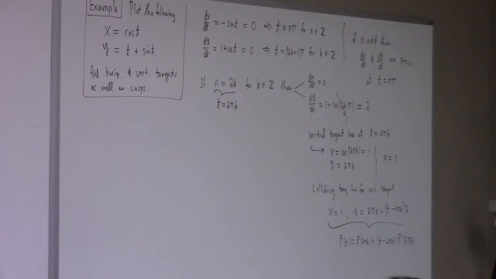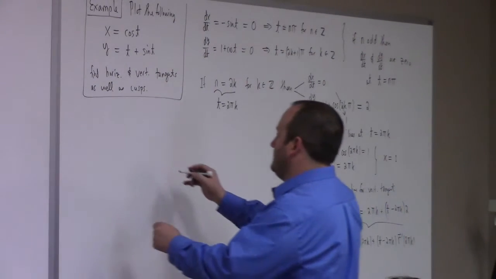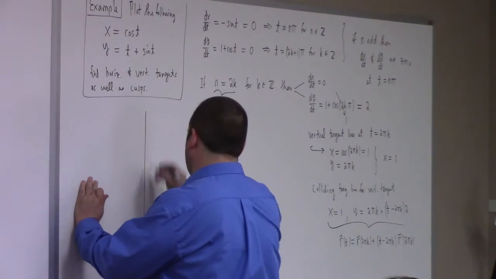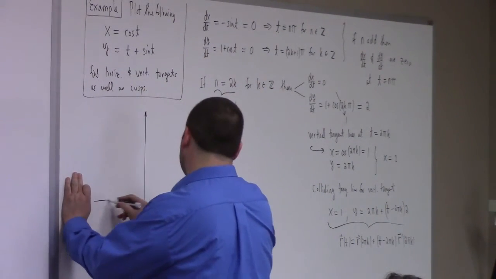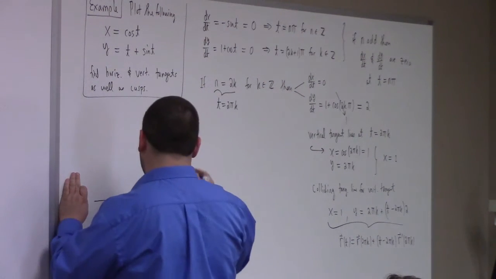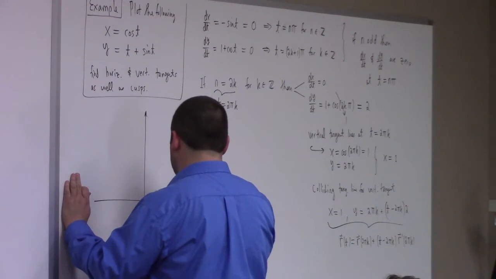Sorry, I'm doing it for all of them at once, so maybe it'd be better if I just did it for one. But in particular, there's a vertical tangent line. Let's think about just k equals 0, 1, and minus 1. What are those ones? Let's see here.